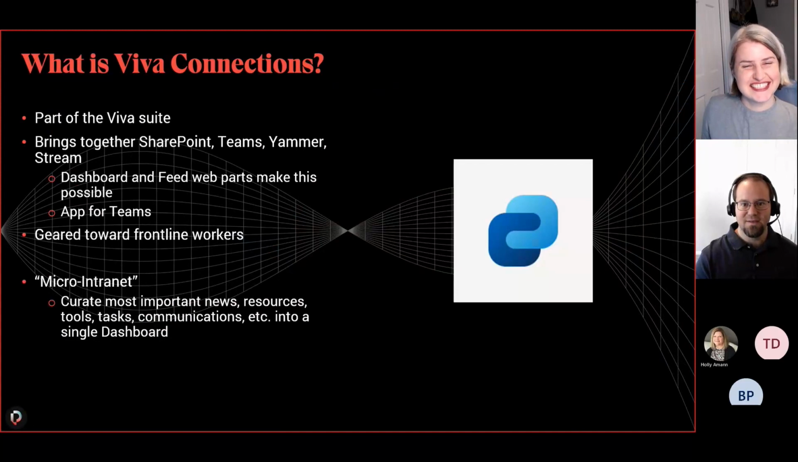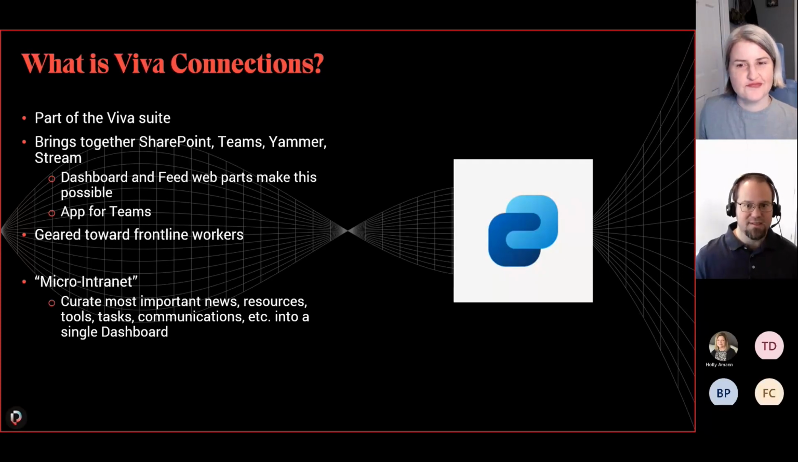So what is it? It is, again, part of the Viva Suite. The idea behind Viva Connections is that it's designed to bring together basically all things intranet and communications related. So it's supposed to bring together SharePoint and Teams and Yammer and Stream, and all that is done through the Viva Connections dashboard and the Viva Connections feed web parts. It's also an app in Teams that allows us to bring that intranet right into Teams. So the idea is you're already in Teams chatting and collaborating with your coworkers and colleagues. Why not bring the intranet into Teams as well, and then you never have to leave?